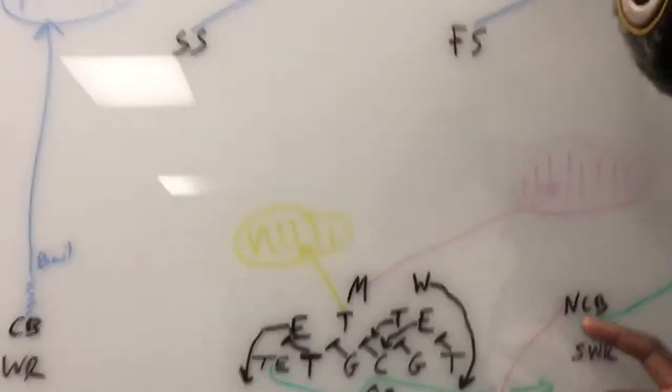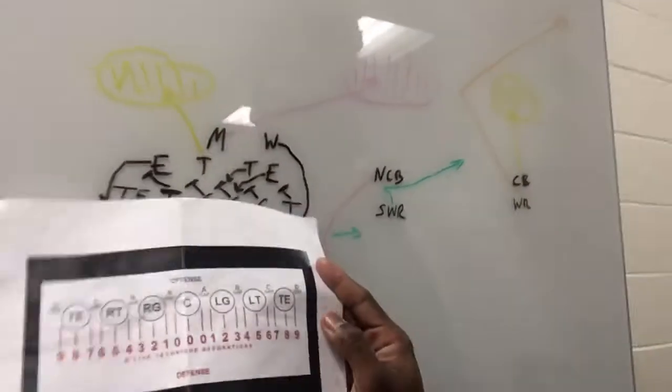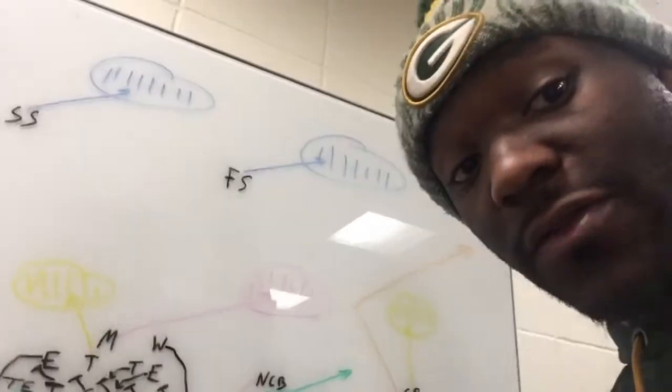And then the nickel corner, as soon as the ball is snapped, will get rid of it, so he'll move away from the slot receiver, let them run their route, and then try to invade the backfield off of the far 9 gap. So that would be the left side 9 gap. Now, because he's way far wide, he'd be far off the 9 gap, but he'd be invading the backfield off of the 9 gap.